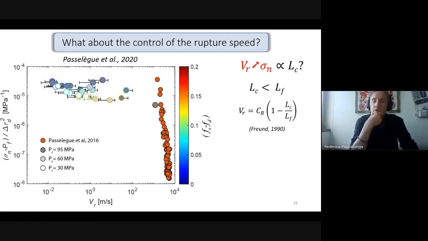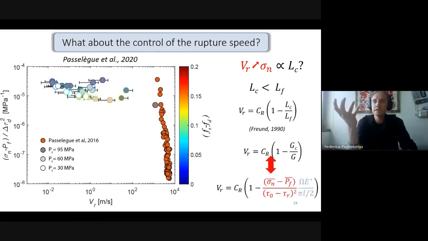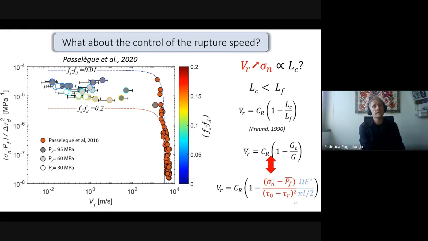The work we did with Fabien Barras was to try to rewrite this equation in terms of energy balance. This equation can be written directly using the ratio between the G_c and the energy release rate. But you can also write it in the rate-and-state framework, where we can write this energy balance as a function of the ratio between the initial normal stress, which is the y-axis I'm presenting in the left panel, divided by the square of the dynamic stress drop. What we observe is that if we use these equations, we can predict the general trends of the rupture velocity. What this means is that the rupture velocity, and so also the nucleation length in the experiments, is mostly a function of the initial normal stress acting on the fault and the dynamic stress drop.